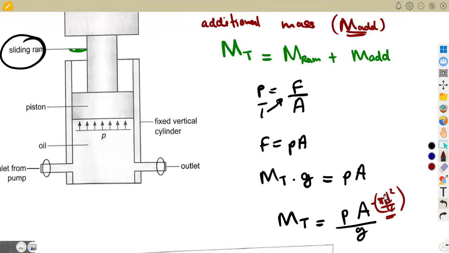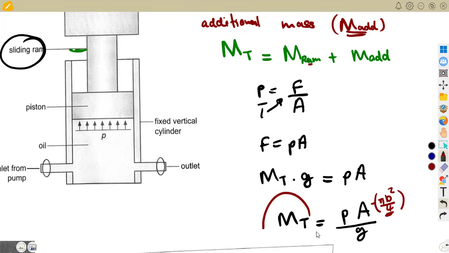If you're taking it from the RAM, it is going to be pi d squared, depending on what you're given. But this one is going to be of the RAM, sorry, because we are dealing with additional mass to the RAM. So it's going to be pi d squared over what? Over 4, like this, all right? That is the area that we have.